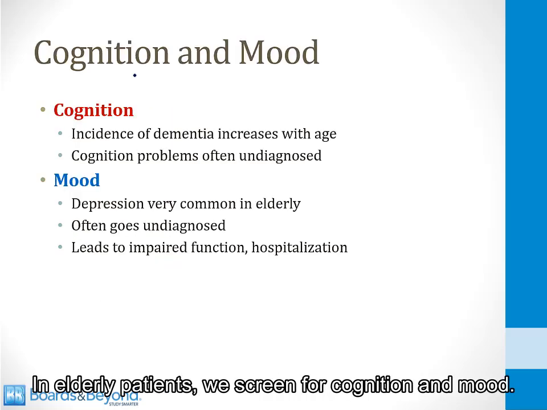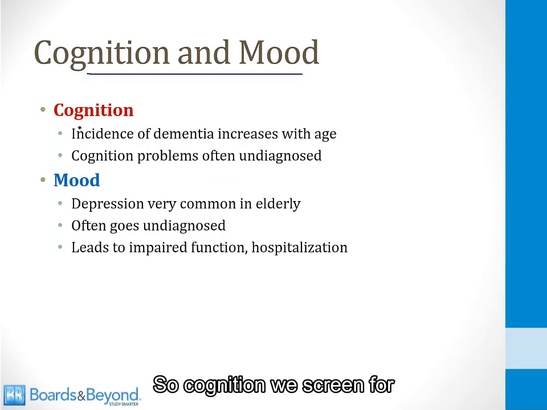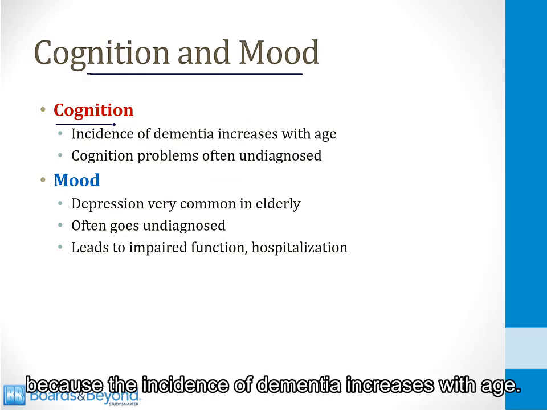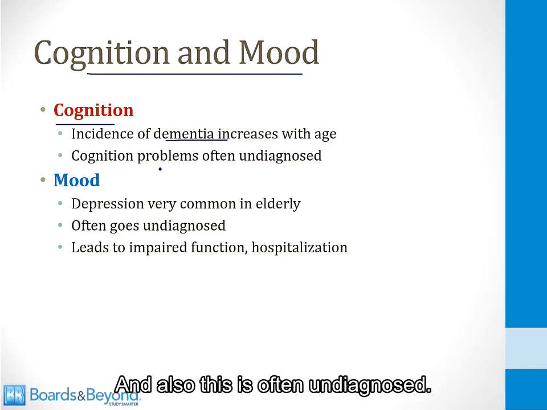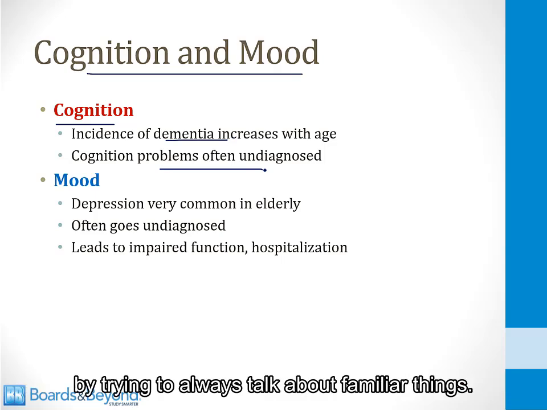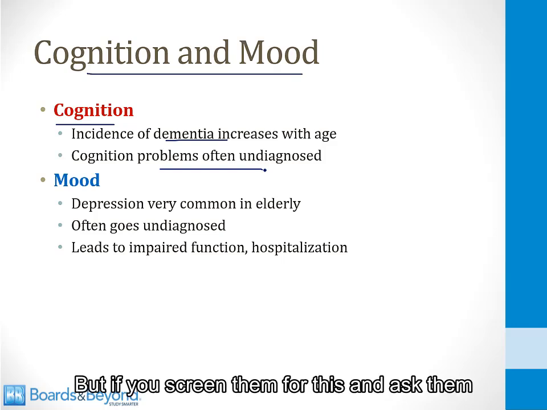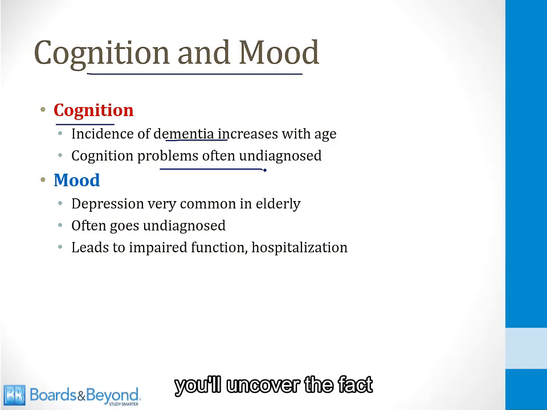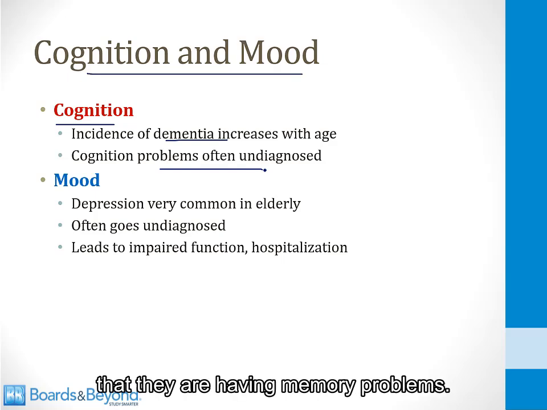In elderly patients, we screen for cognition and mood. So cognition we screen for because the incidence of dementia increases with age, and also, this is often undiagnosed. Many elderly patients can hide their cognition problems by trying to always talk about familiar things. But if you screen them for this and ask them for detailed answers to questions, you'll uncover the fact that they are having memory problems.